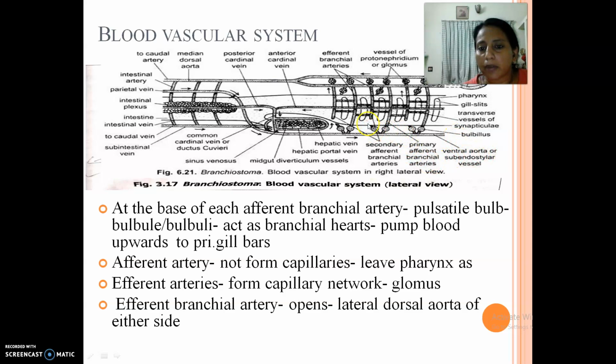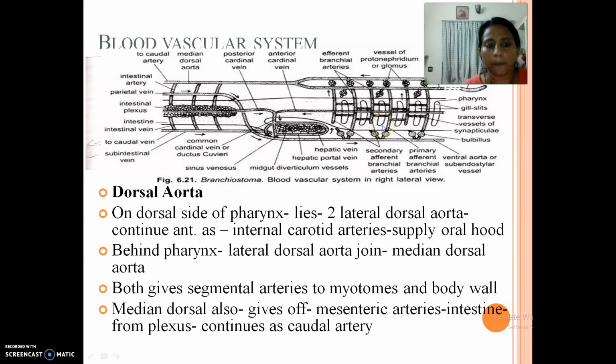The ventral aorta gives off branches to the pharynx in the form of afferent branchial arteries. On its way, it forms the bulbuli. Then it goes off without any capillaries. Then it joins the lateral dorsal aorta. And before joining, it forms the glomus. And when it joins the lateral dorsal aorta, it is called the efferent branchial arteries. Okay. Now, this dorsal aorta.